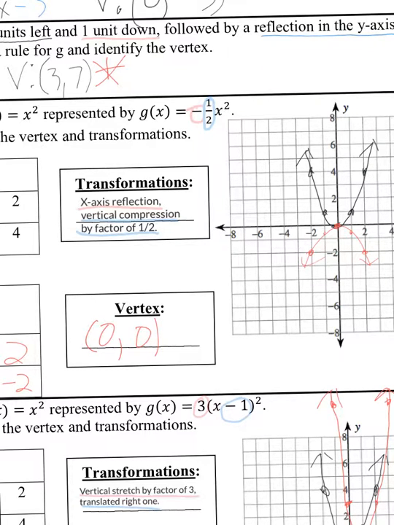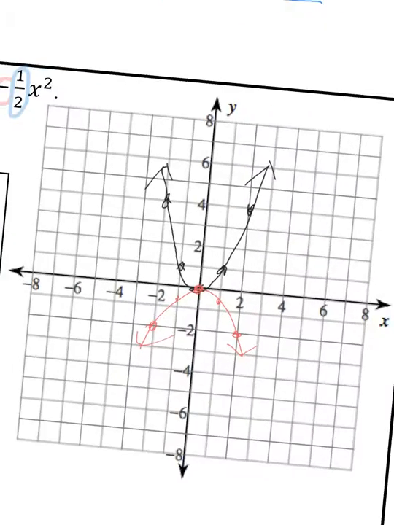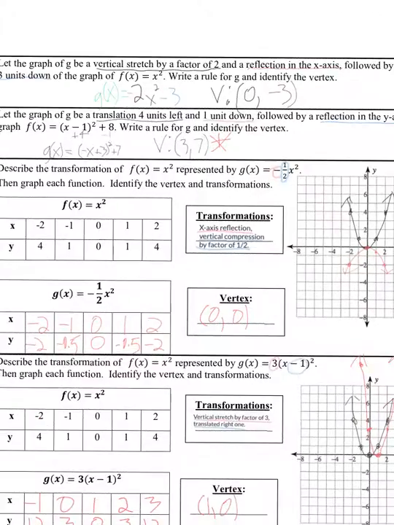Okay, so with this first graph, the negative made it reflect over the x-axis, the 1/2 made it vertically compress, so it didn't move it left or right at all, so my vertex stayed at 0, 0. I didn't add or subtract anything to it. So my graph looks a little bit wider, and it's opening down, and these were my table values.